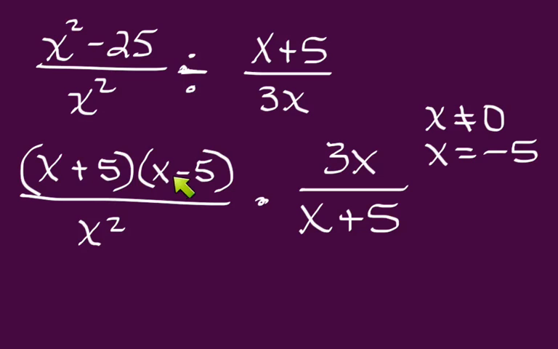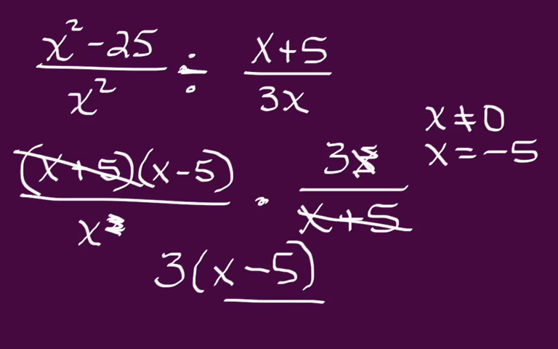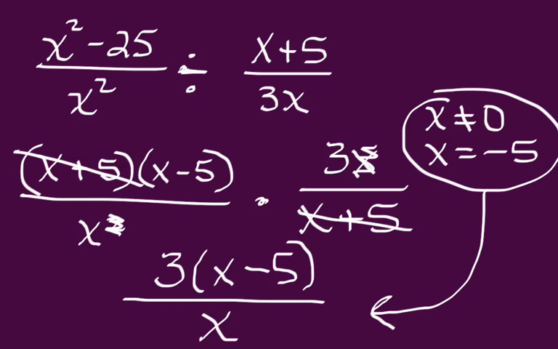That only happens here. You don't do this here because that one doesn't change. Remember, it's keep, change, flip. This is the only one that flips over. So that's the only problem we have to look at. And now we can go ahead and strike out equal factors. So I can strike out this x plus 5 with this x plus 5. I can strike out one copy of x here with one copy of x here. And now we've got to put Humpty Dumpty back together again. So we have left over in the numerator a 3 and an x minus 5, and in the denominator we have an x. And then our restrictions are right here.